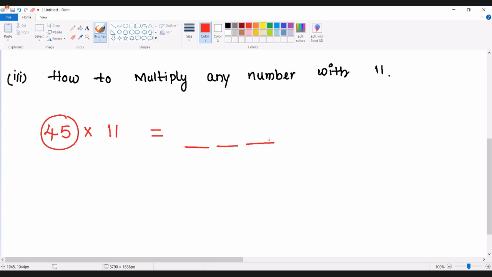Okay. So in order to fill your answer, the first and last digits of your result will be same as your number. To get the middle digit, just do 4 plus 5, that is going to be 9. Mark your answer as 495.